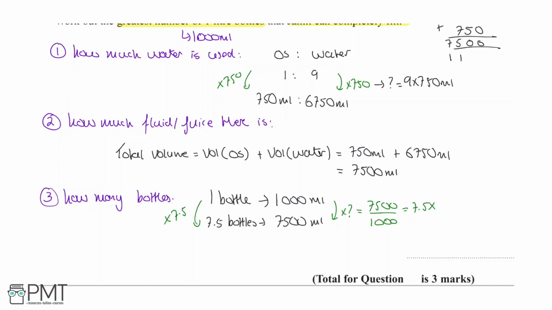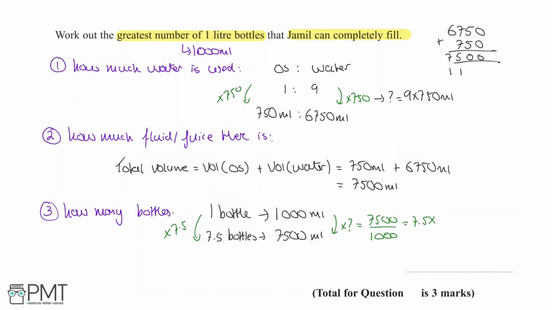But the question said, work out the greatest number of 1 liter bottles that Jamil can completely fill. He can't completely fill the 8th bottle from 0.5, so it is going to be 7 complete bottles. So we're going to write round down to 7 as not enough for 8, and therefore our final answer is 7 bottles.